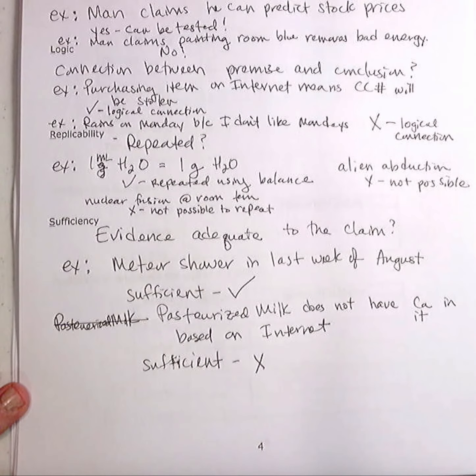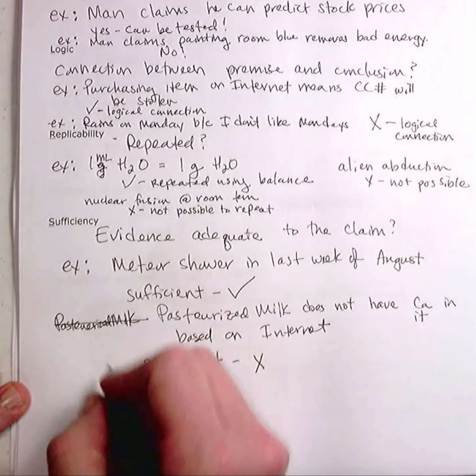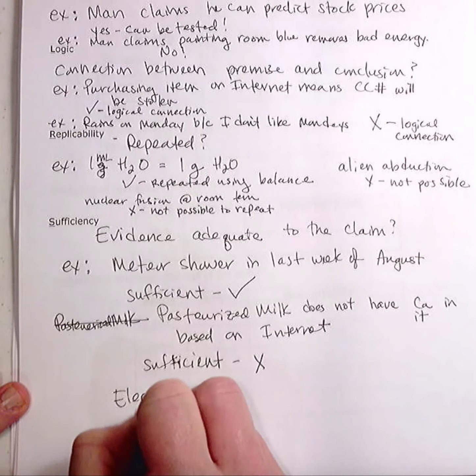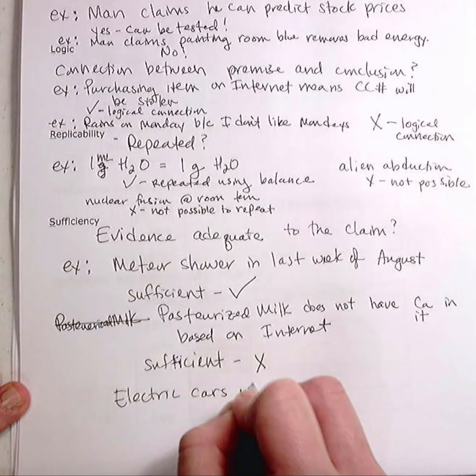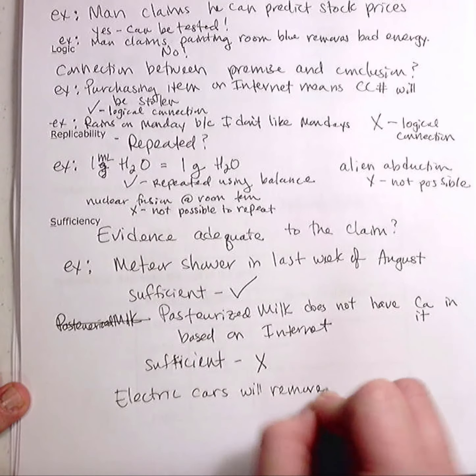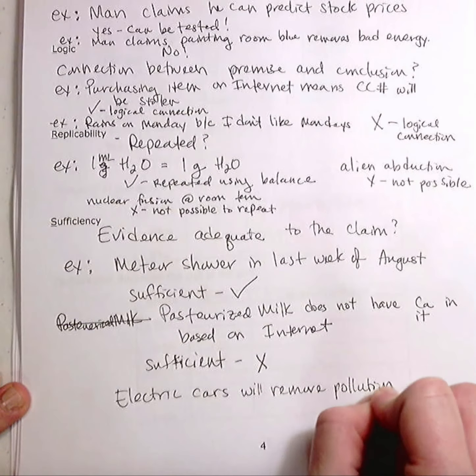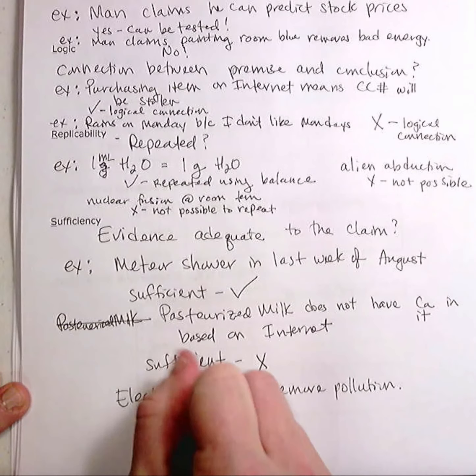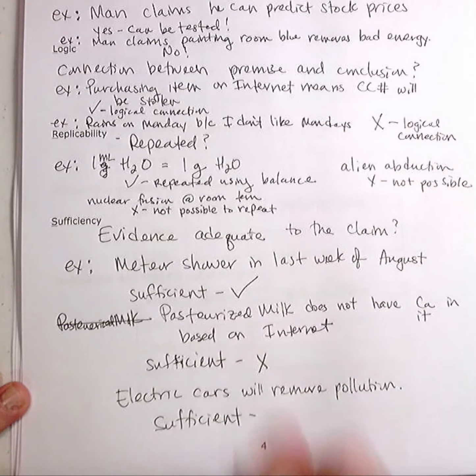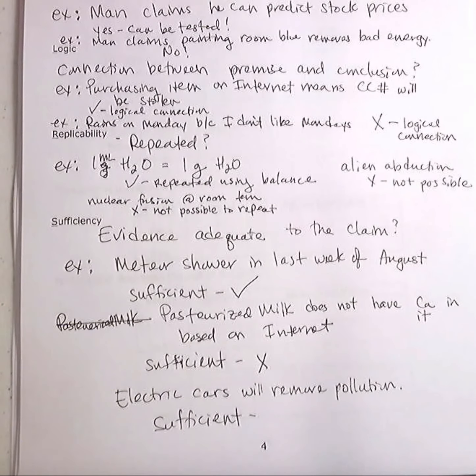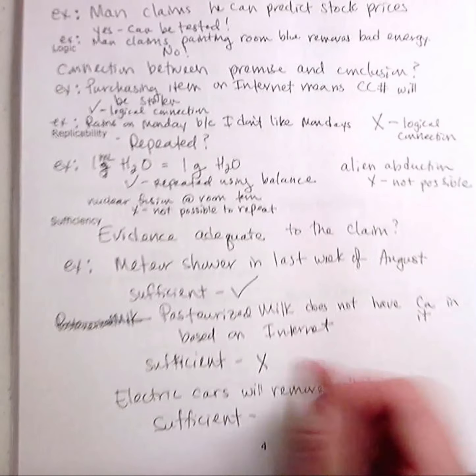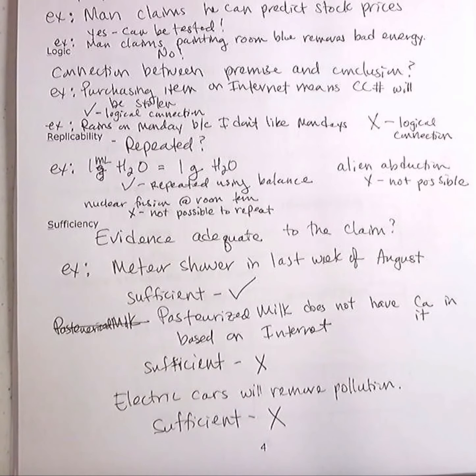Okay, another example. A person says that driving electric cars will remove all air pollution from the planet. So electric cars will remove pollution. Sufficient? What do you guys think? Well, there are other causes of air pollution. Changing cars is not sufficient to completely solve the problem. So it's not sufficient. So if a claim passes all 4 tests, it might be true.